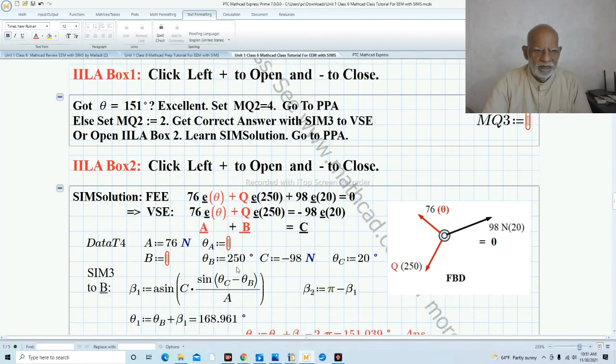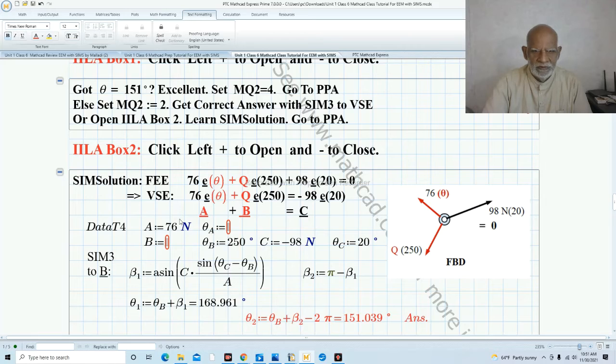Now we have the SIM solution. So for the force equation, we can start somewhere. Let's start from here, going this way, and then this way. See, everything is plus here, and then we convert into VSE, taking this known force to the other side. So we have the standard form, and then data T4, we put it here.